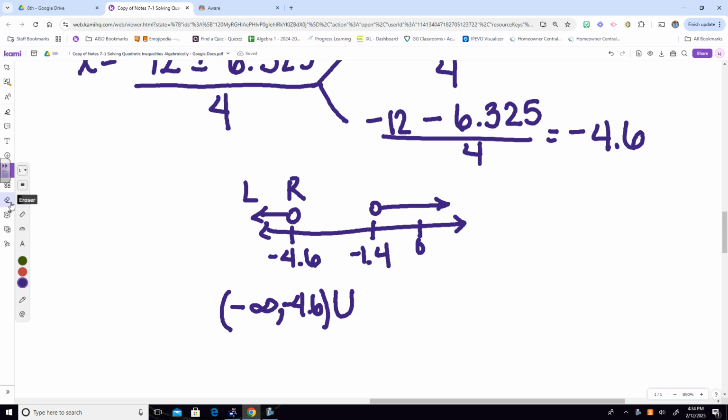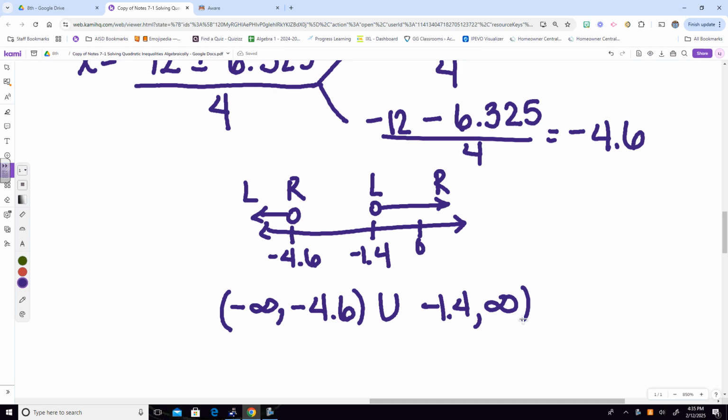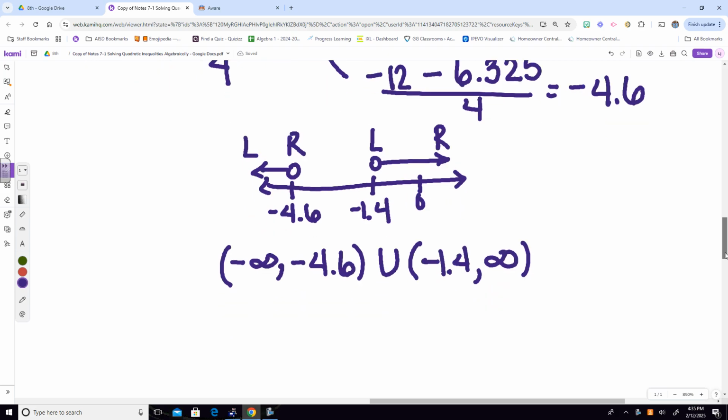Then, let me write that a little better. I kind of jumbled it all in. Negative 4.6. Okay, and then there's my union. Then the second interval on the left, it starts at negative 1.4, and on the right, it's going towards positive infinity. The infinities always take parentheses. The negative 1.4 will take a parentheses because it is an unfilled circle, open circle.